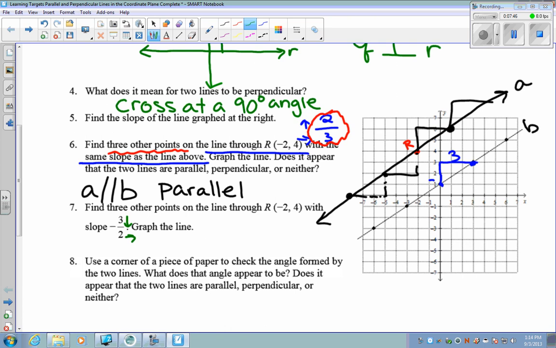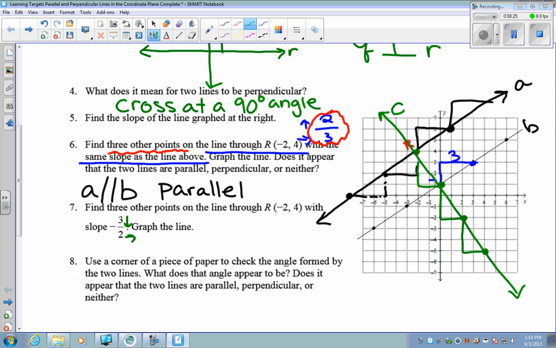So put that negative in front of your top number, and that will just tell you whether you're going up or down. So from here, from R, I'm going to go down 3. 1, 2, 3 over 2. Here's a point. Down 3, over 2. Here's a point. Down 3, over 2. All right, here's this line. I'm going to label that line C. Okay, so that line once again went through R like it told us to, and I found 3 other points using the slope -3/2.